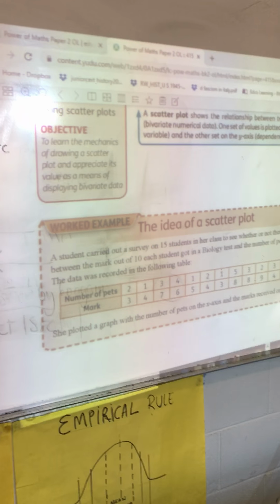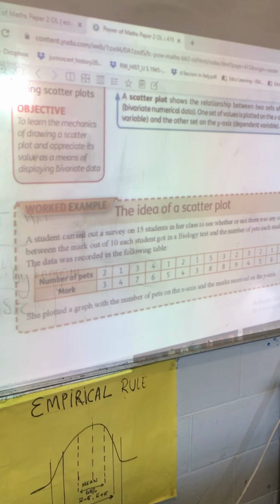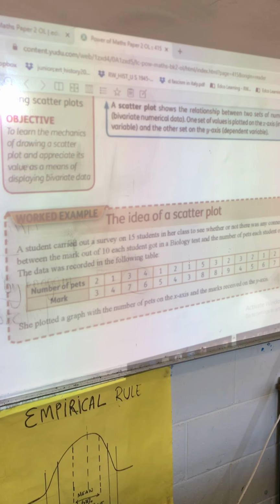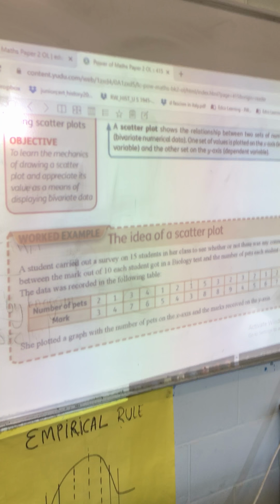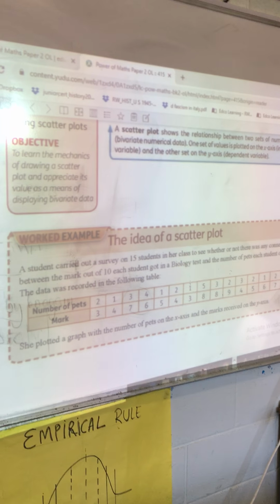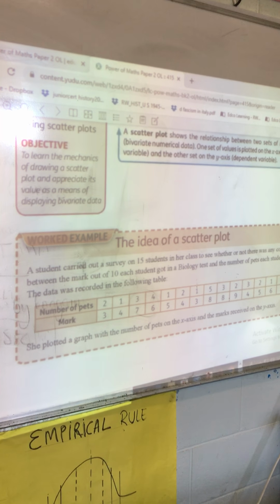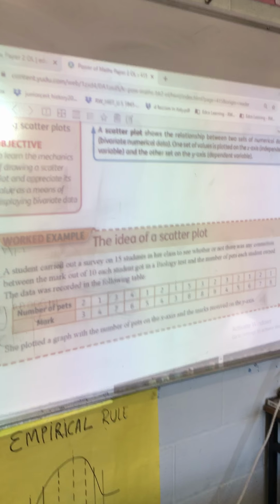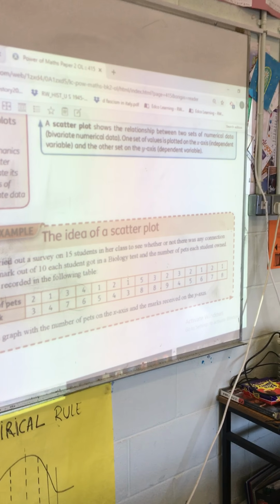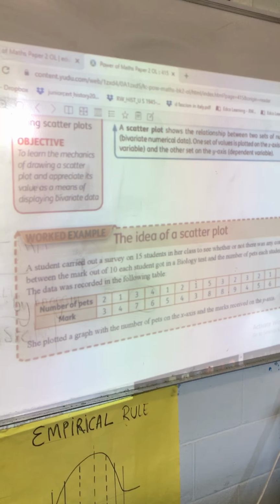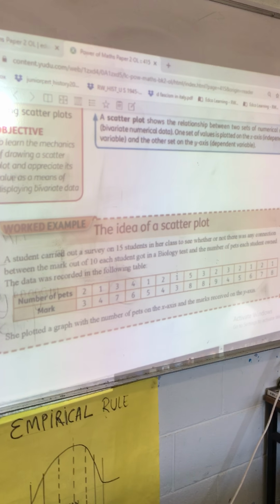Now, if we look at the example here in the book, it shows a student carried out a survey on 15 students in her class to see whether or not there was any connection between the marks out of 10 each student got in a biology test and the number of pets each student owned. The data was recorded in the following table. Okay, so you see all that data.